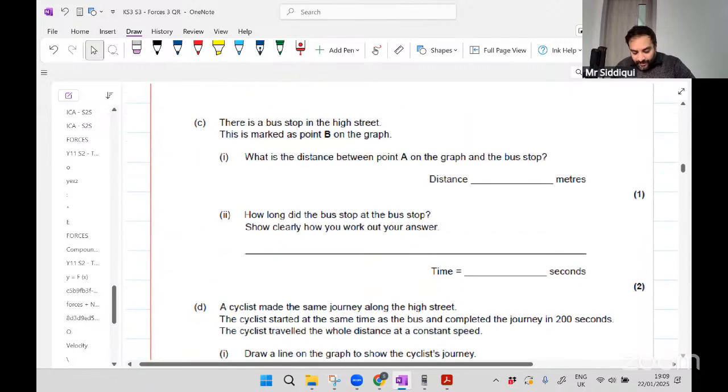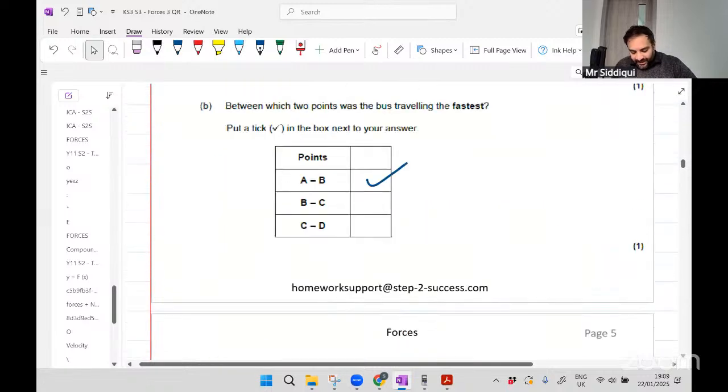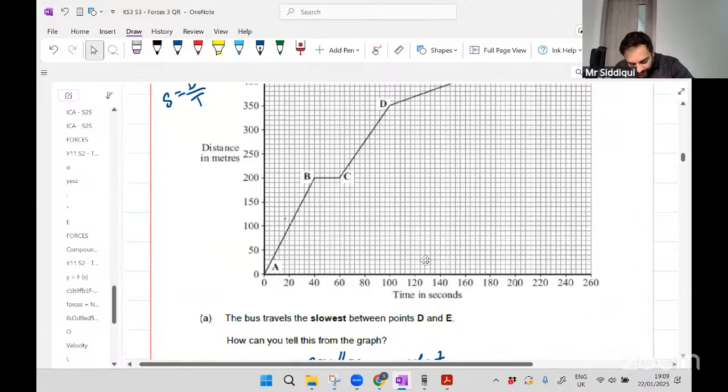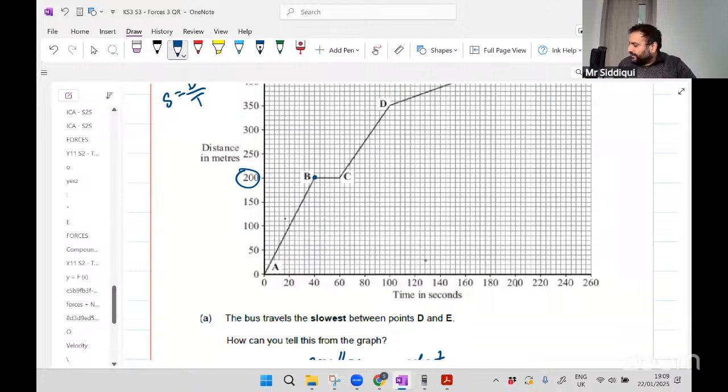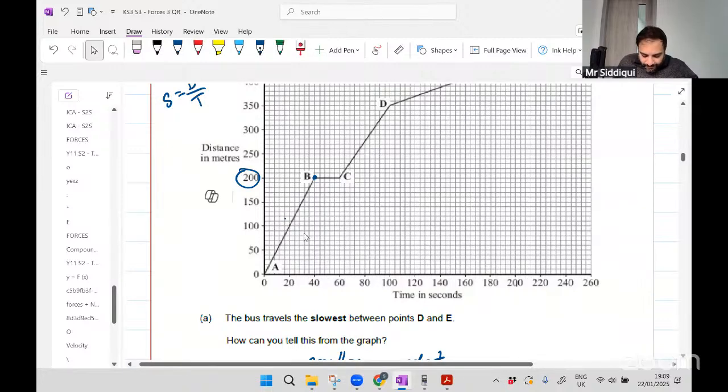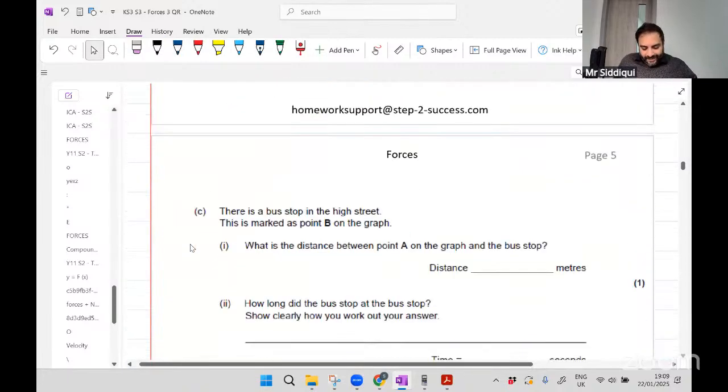There is a bus stop on the high street marked as point B on the graph. What is the distance between A and the bus stop? So that's where the bus stop is, where the B is. The distance is 200 meters, isn't it? Because it's just in line with 200. And that is your answer to that question.